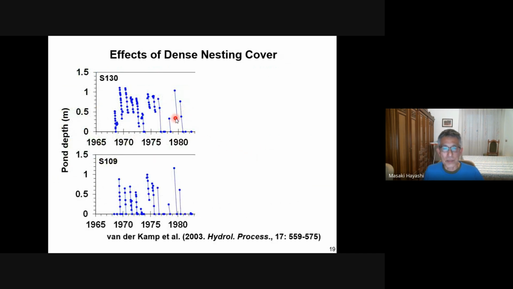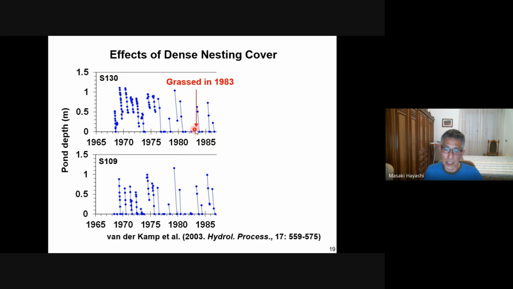They put the cover in the catchment of several wetlands. Here I'm showing a pair of wetlands, 130 and 109. They had a similar pattern of hydrology until they put the catchment of these wetlands under grass cover. 109 always had cultivation and crop growth, and they kept the crop on 109, but on 130 they switched from cultivation to permanent grass. Nothing happened hydrologically over the next 5 years.